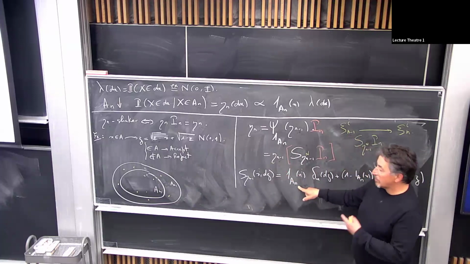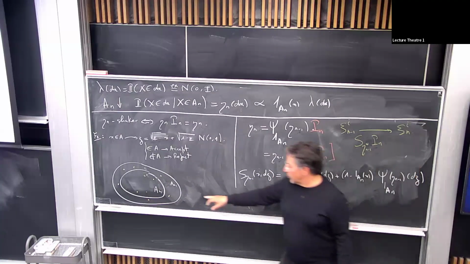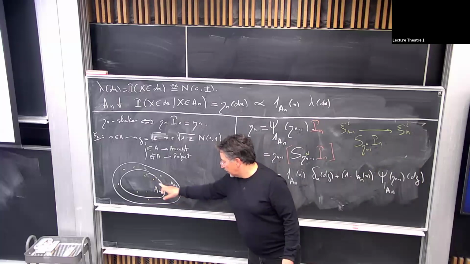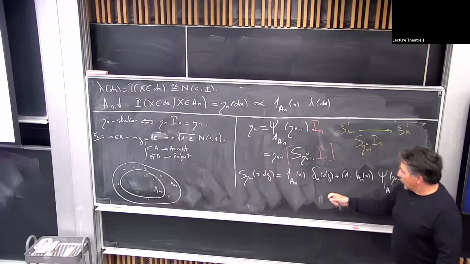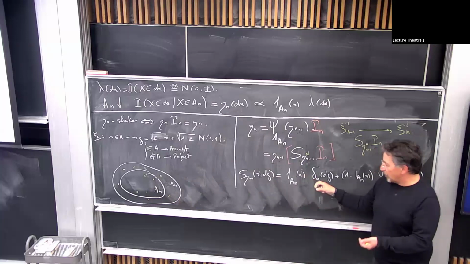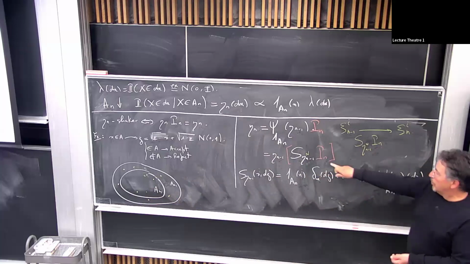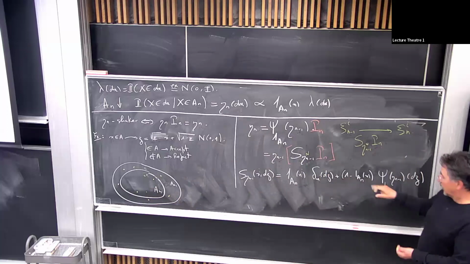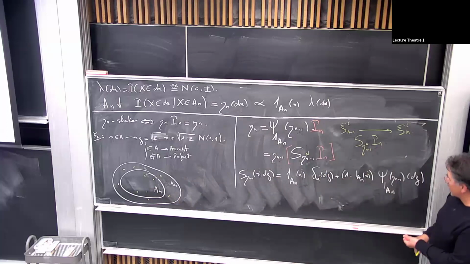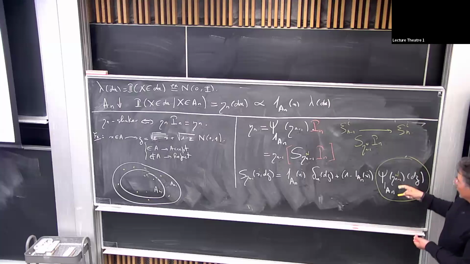So if the guy is in the set A_n, it's good for you because it's a perfect simulation. This guy was a perfect simulation here. If he's still in the smaller set, even better for you. Perfect. So if the guy is in the smaller set, you keep it, and then you shake it. If the guy is not in the desired smaller set, you kill it and you choose a guy according to this distribution.